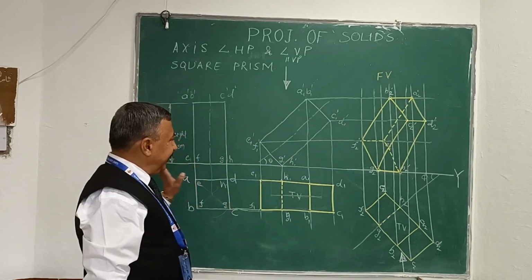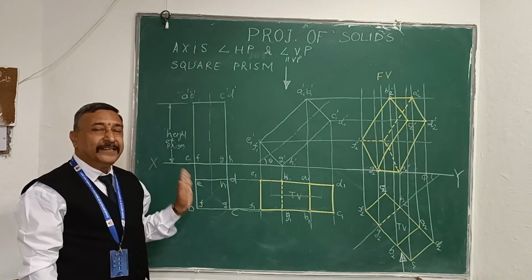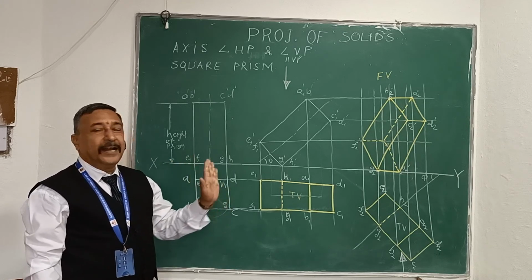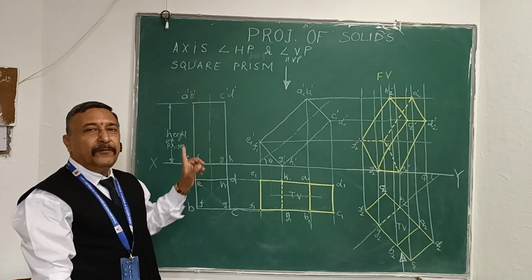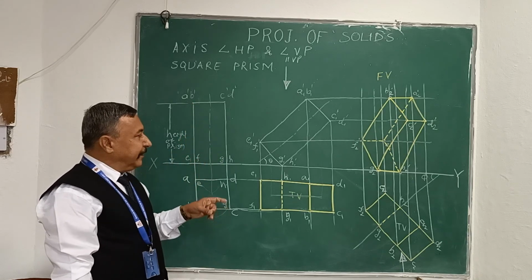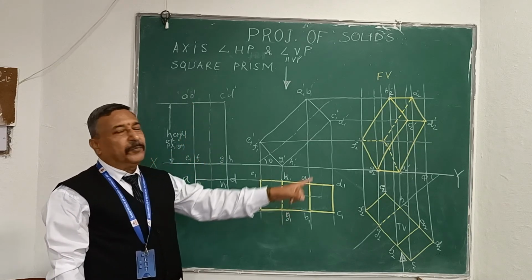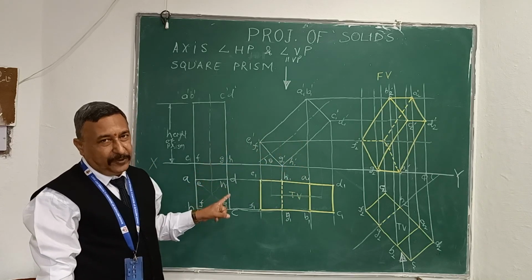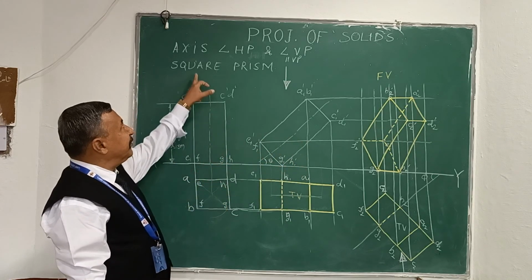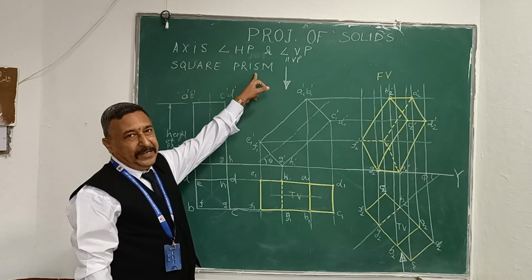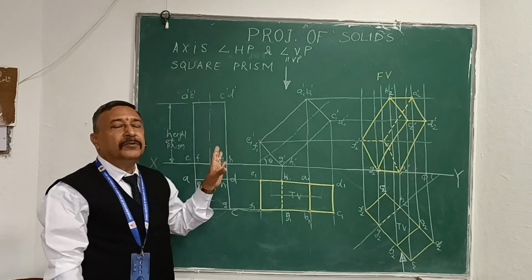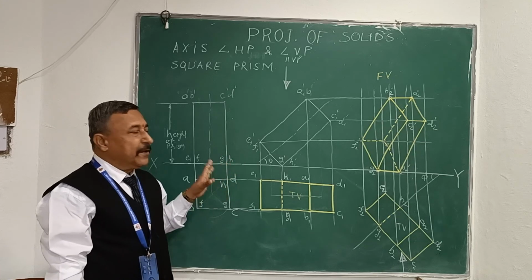So in this way we complete the prism with axis inclined to HP and inclined to VP, that is, when the axis is given inclined to both of the reference planes. This is the complete process. Next time we will take another example, that of a pyramid, so you go through the process for the pyramid also. Okay, bye.